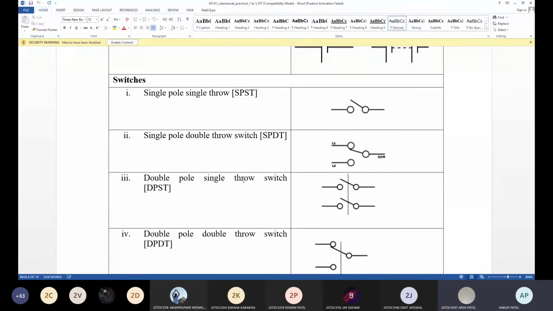Yes, it is used in staircase wiring. When you are at the ground floor, you turn on the light, and when you go upstairs to the first floor, then the same appliance you can switch off by another switch. So in staircase wiring, you can use this switch. Are you getting me?